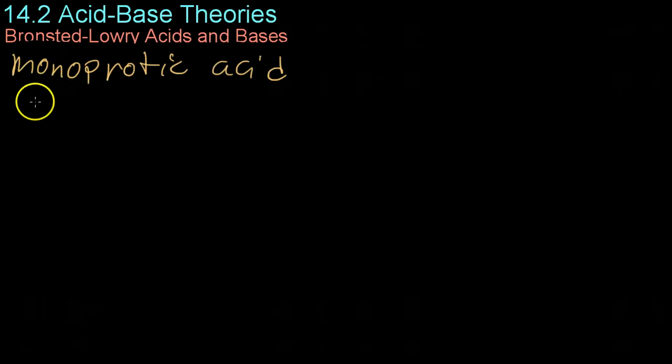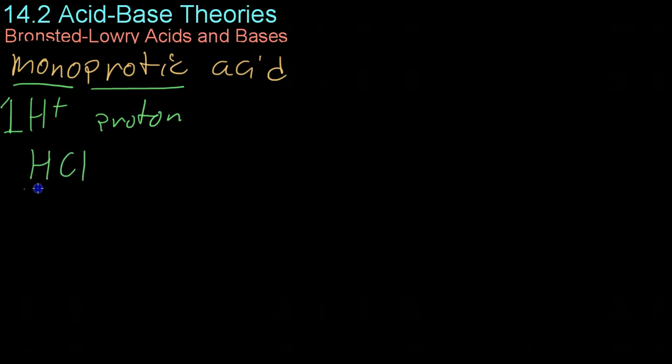Now we also split up acids based on how many H plus or protons they can donate to a solution. And as you may have guessed, the monoprotic acids, that is one proton acids, only donate one proton. So, for example, hydrogen chloride only has one hydrogen, so it can only give up the one hydrogen. It's the same thing with, let's say, nitric acid, where it only has the one hydrogen to give up.